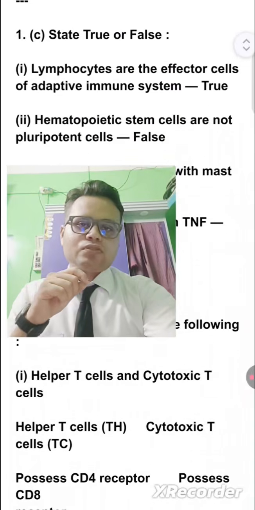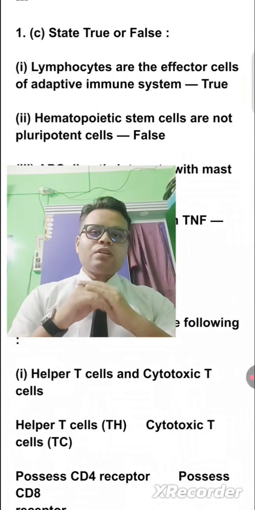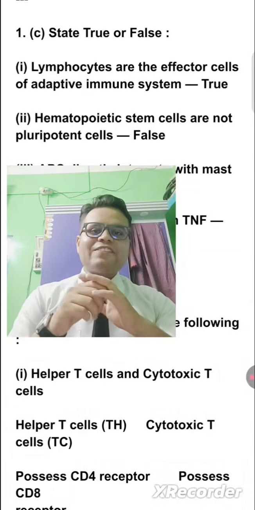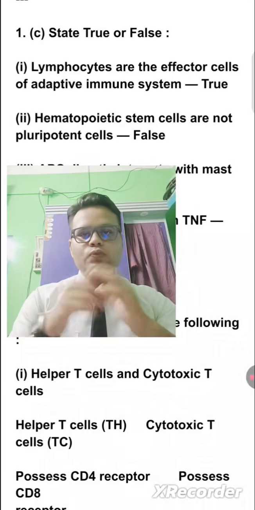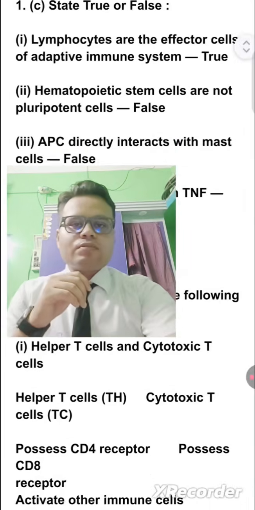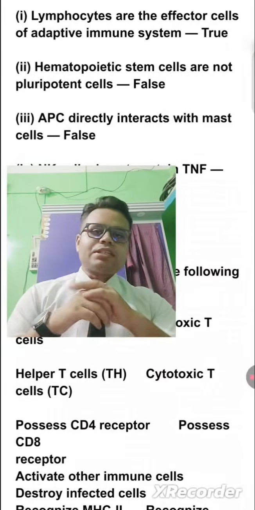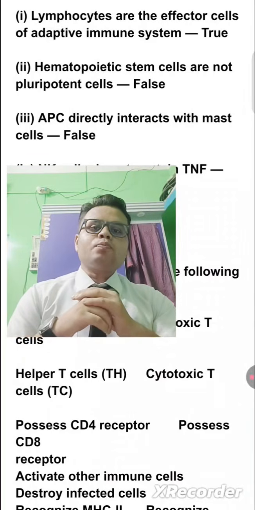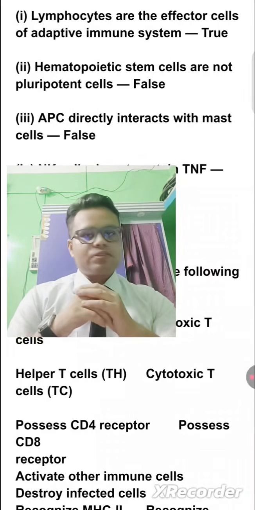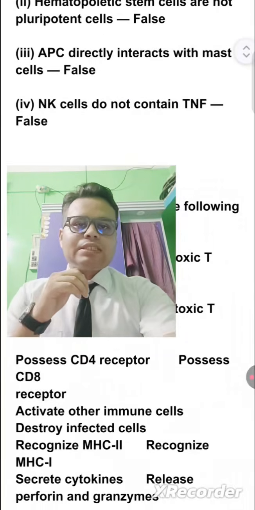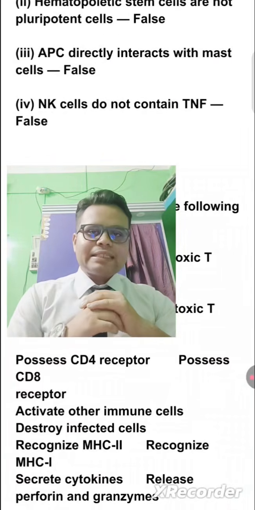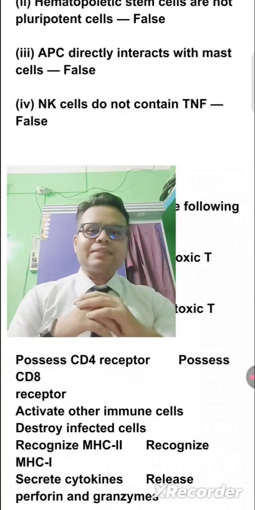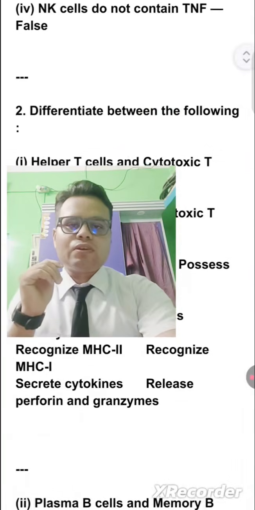Next question, class: true or false? Lymphocytes are the effector cells of the adaptive immune system, that is true. Hematopoietic stem cells are not pluripotent cells, false. APCs directly interact with mast cells, that is also false. NK cells do not contain TNF, that is also false.